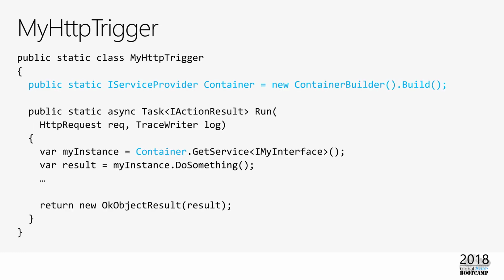So the HTTP trigger will look like this. We define our static property of IServiceProvider, instantiate a container builder, and run the build to return the IServiceProvider as a container. And within the function method, same as before, we resolve all the dependencies we want to use. Okay, so this is how version 2 of Azure Functions uses dependency management.